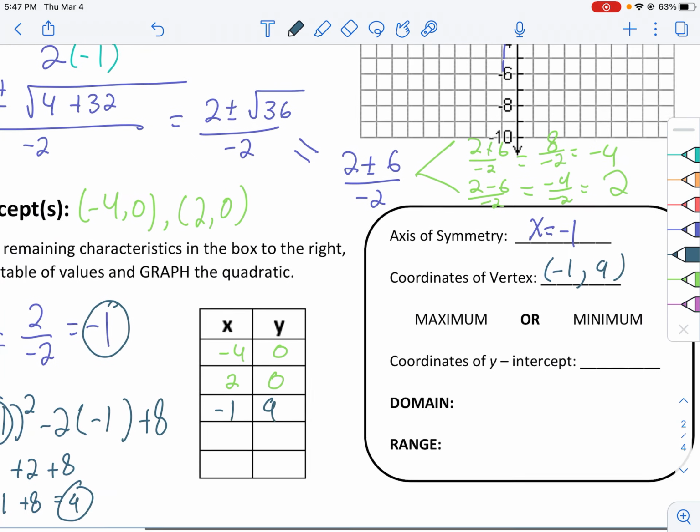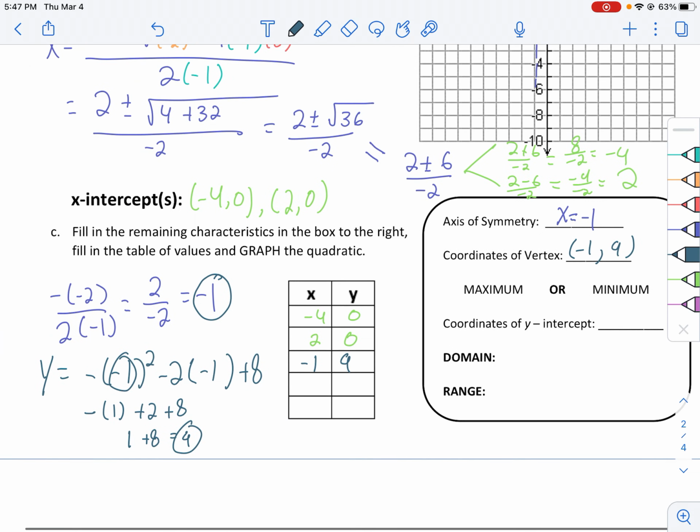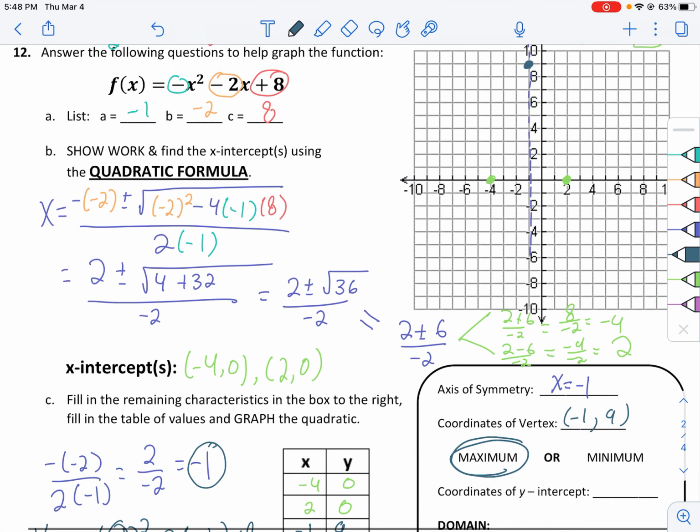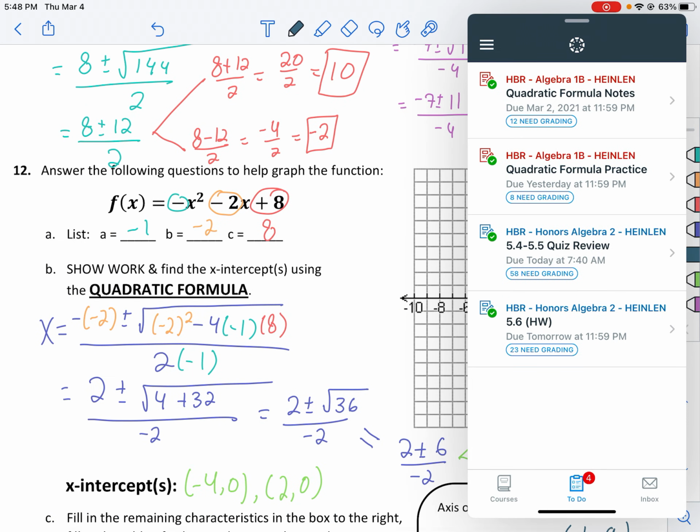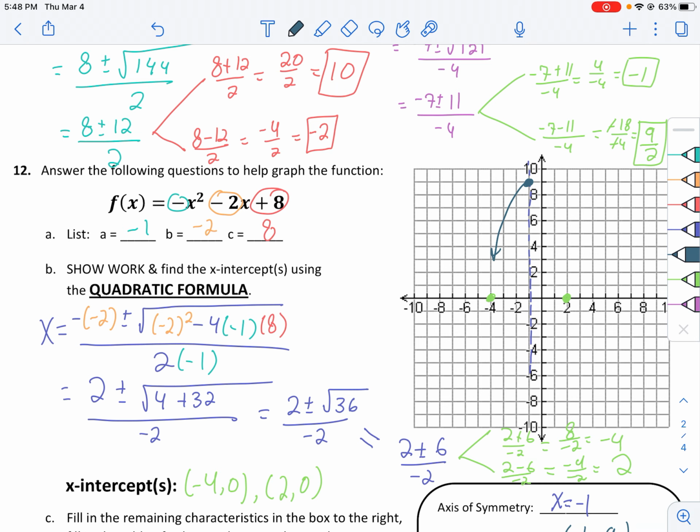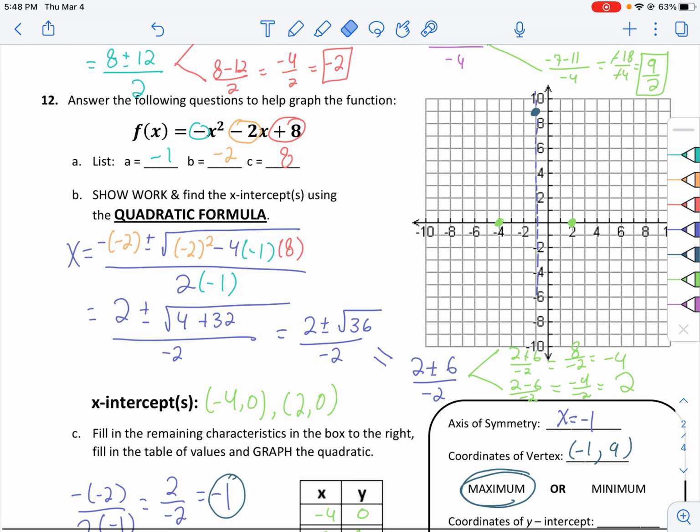And now we're almost done. The last thing we need to talk about to finish filling in this table is the y-intercept, which we will in a second. This is a maximum. We know that because from this vertex, we're going to be opening down towards the x-intercepts. So we know that's a maximum.